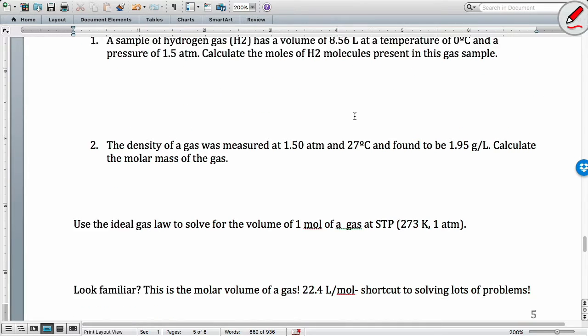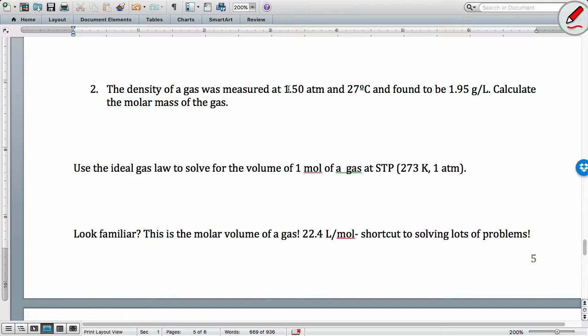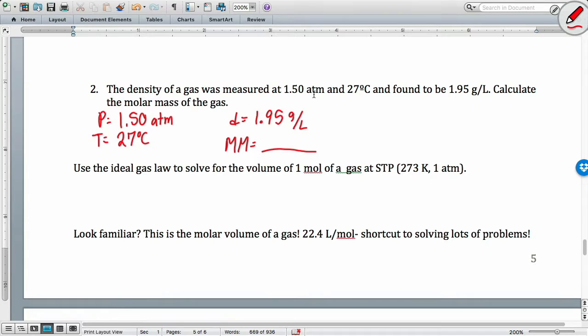This one has to do with density. The density of a gas was measured at 1.50 atmosphere. That's pressure. And temperature is 27 degrees Celsius. Make sure to convert it to Kelvin. And the density is 1.95 grams per liter. And you're going to find the molar mass.